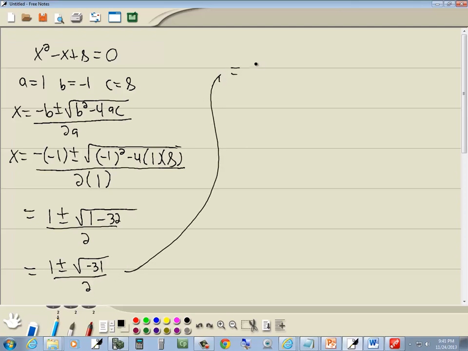Now remember, 31 is prime to begin with, so we can't really do anything with it. But remember, if you have a negative inside of your square root, that comes out as an i. So bring an i out. That's an imaginary part.